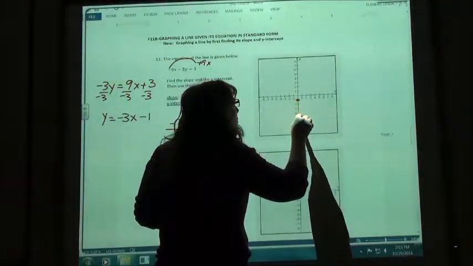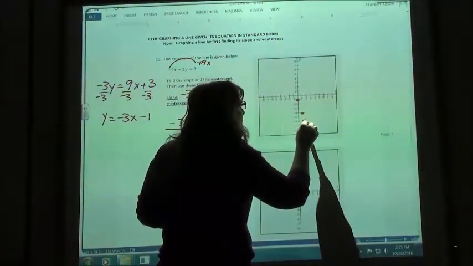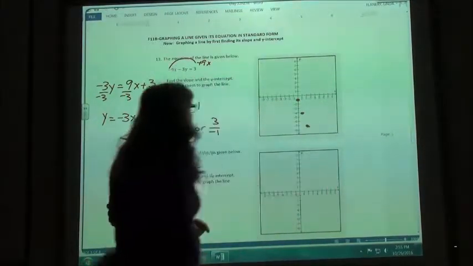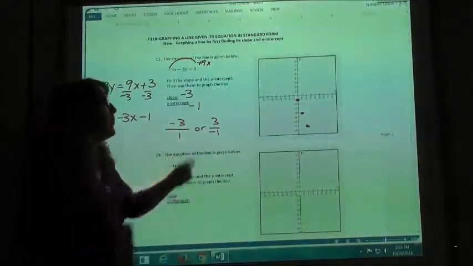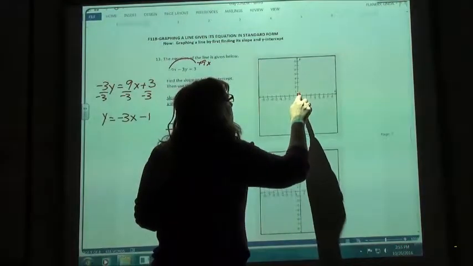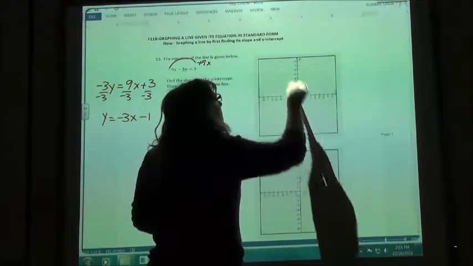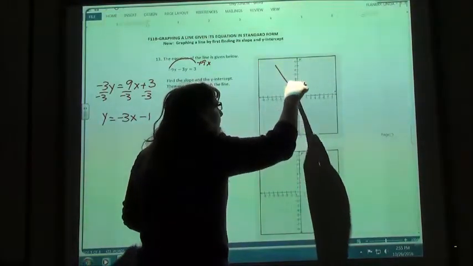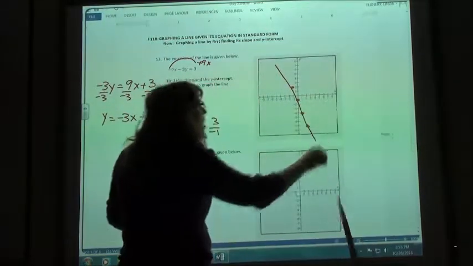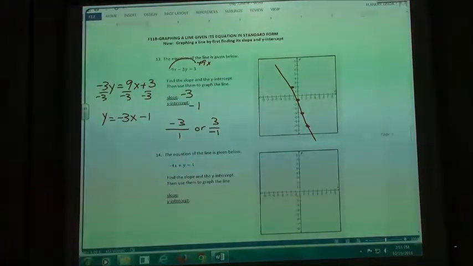Down 1, 2, 3 and to the right 1. I could have also gone up 3 and to the left 1. Up 1, 2, 3 and to the left 1. Again, since my slope is negative, I should be going downhill as I connect those dots from left to right.